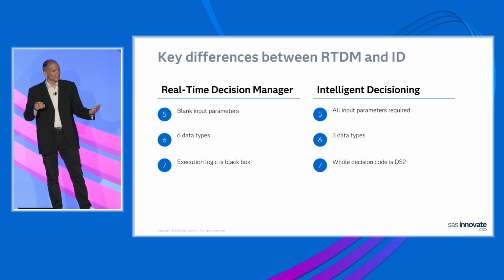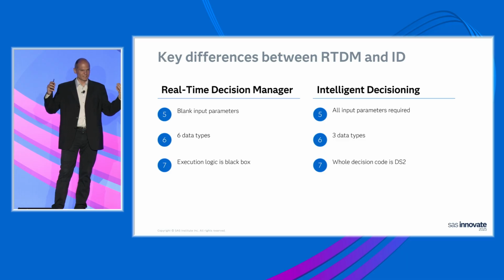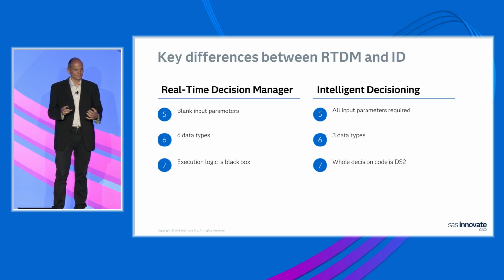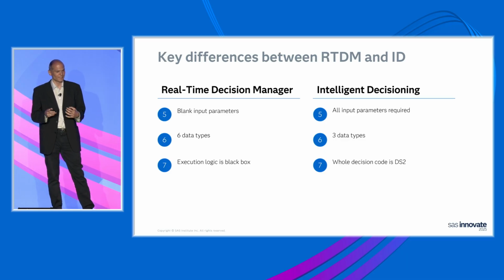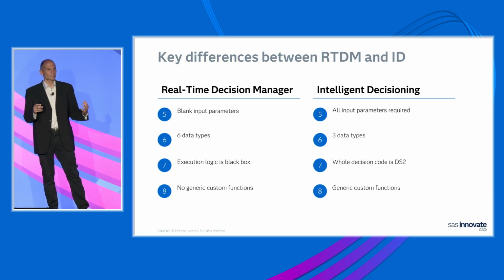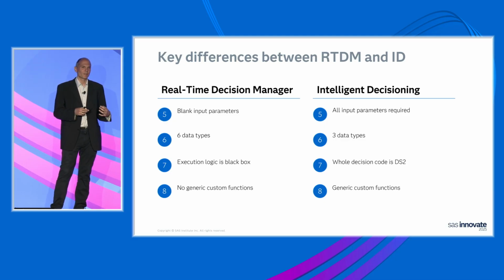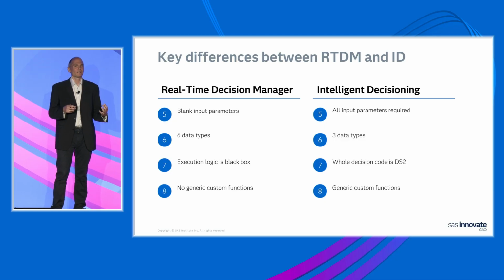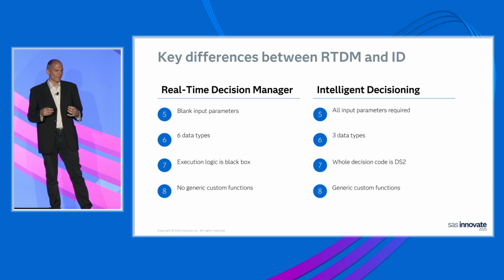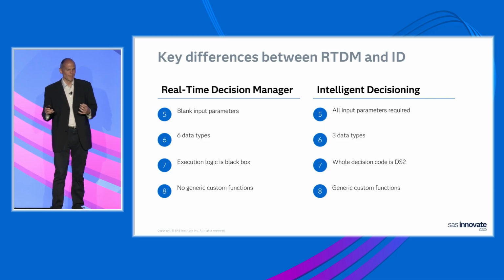And in ID, the whole decision code is in DS2. That's a big advantage because we are fully in control of what it does. That helps us a lot. And also the generic custom functions available are helping us to mimic the behavior of the RTDM functions in ID.